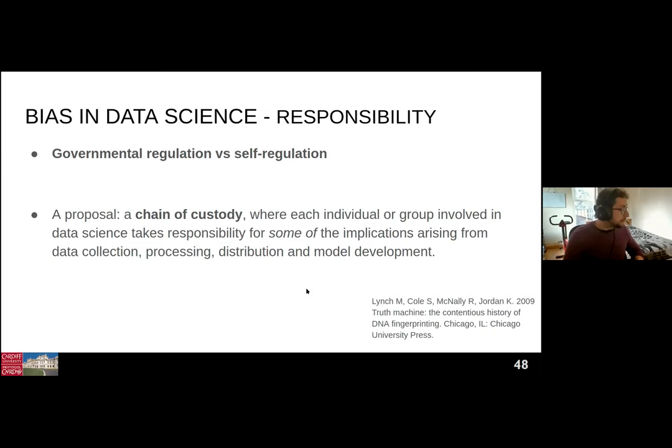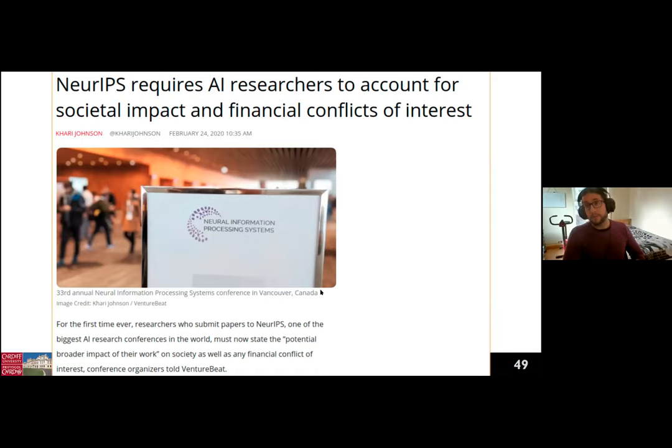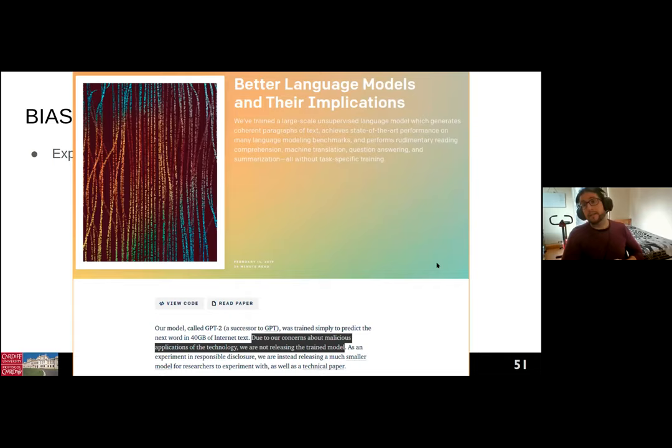Machine learning and AI conferences have started to show clear awareness of this, for example, requesting researchers to account for the possible societal impact of the research when we submit a paper to these conferences. And it's also important to understand that there are many companies making a lot of money and creating a lot of wealth from AI. And one of the reasons why this is a very profitable business is because it's riding the hype train.